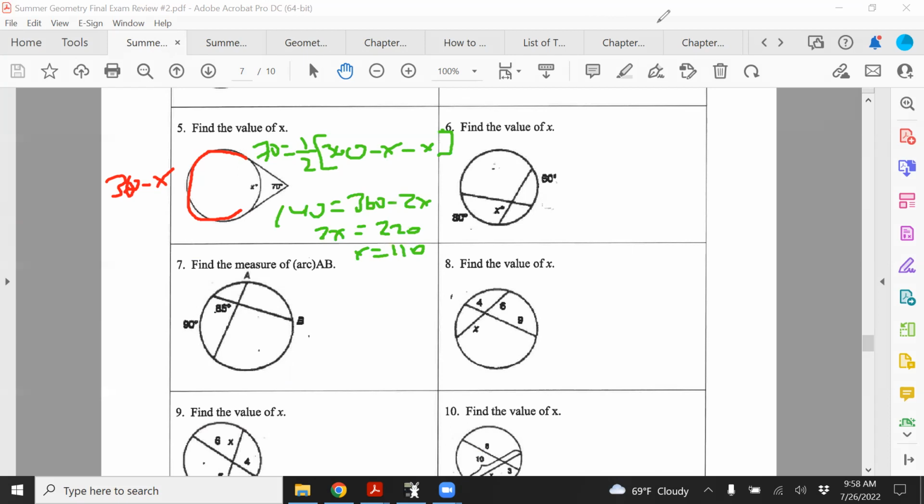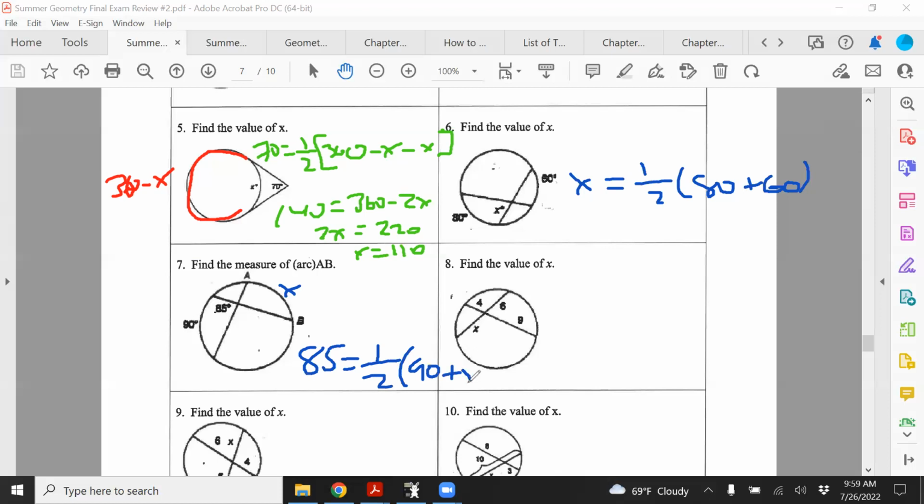These here, x will be the average of these two. So 1/2 of 80 plus 60, I think. Arc AB, I don't know that, I'll call that x. So 85 is half of 90 plus x. So yeah, that's all.